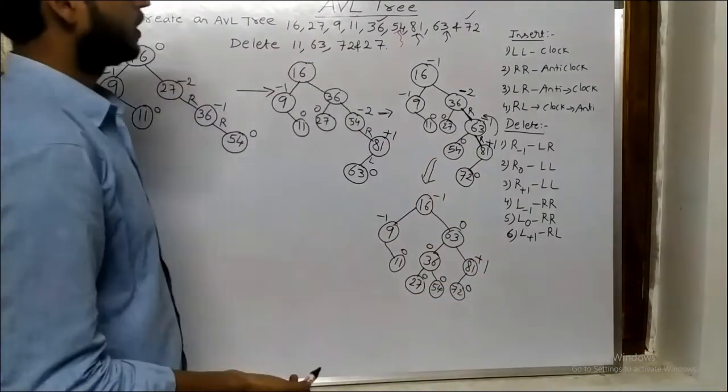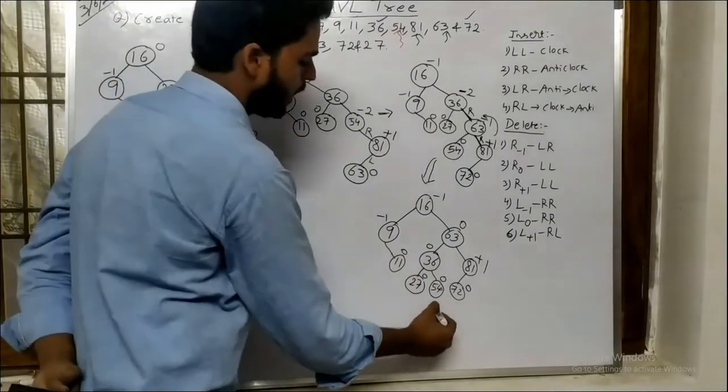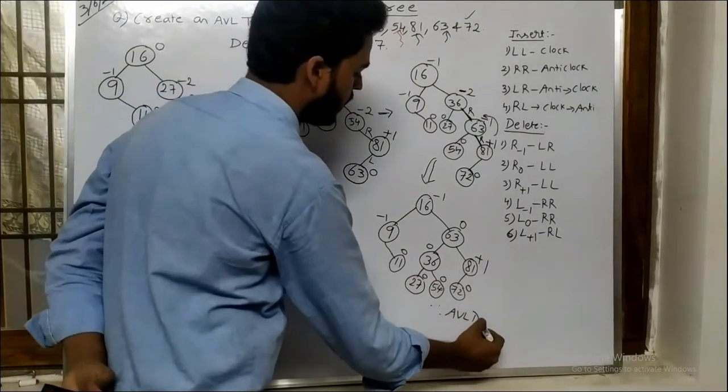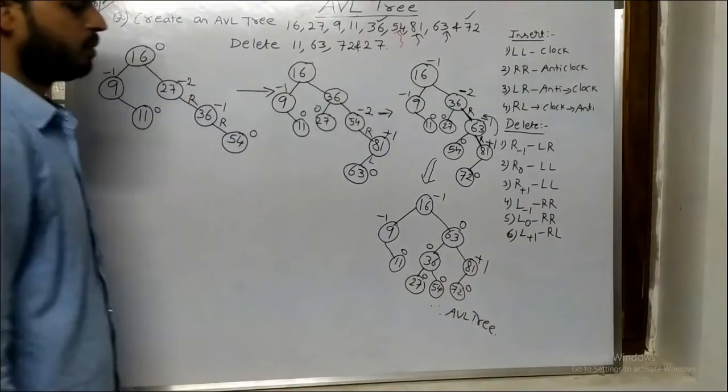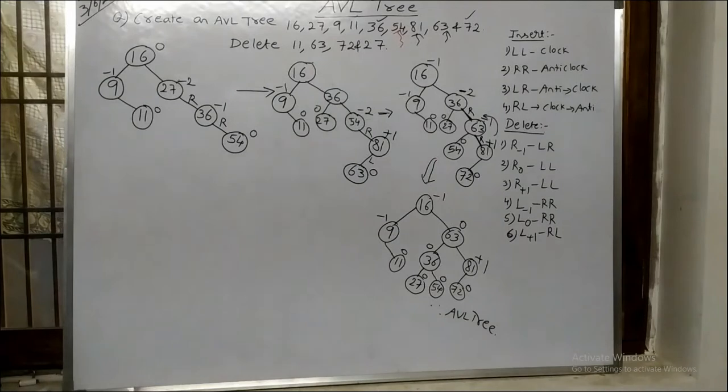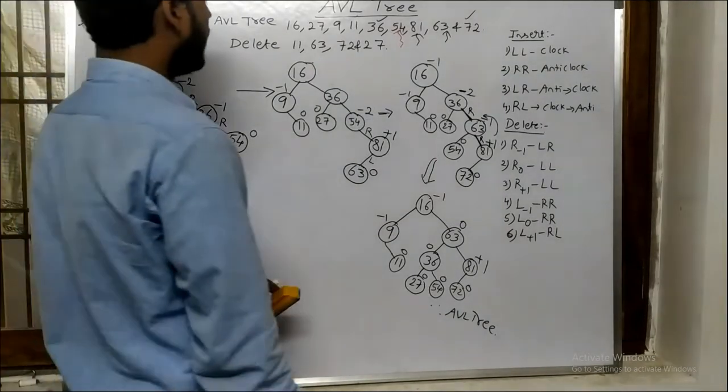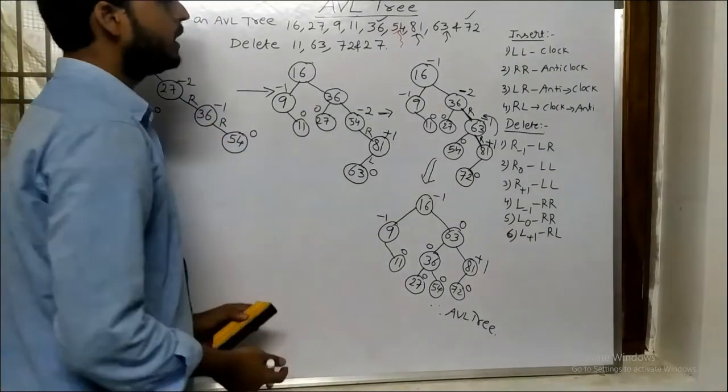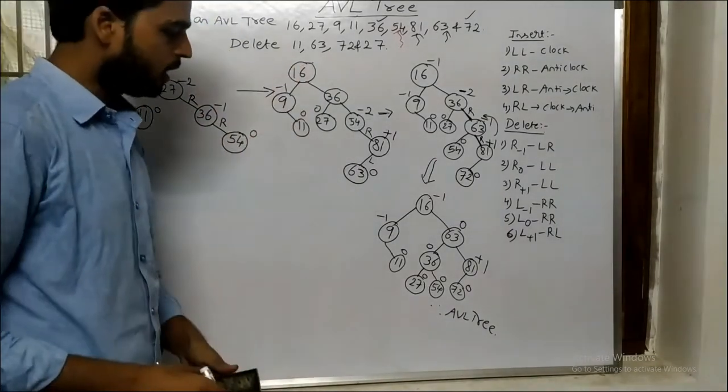Minus 1. Yes, all insertion is completed. This is my final resultant AVL tree. On this tree, they are asking that I want to delete node 11.